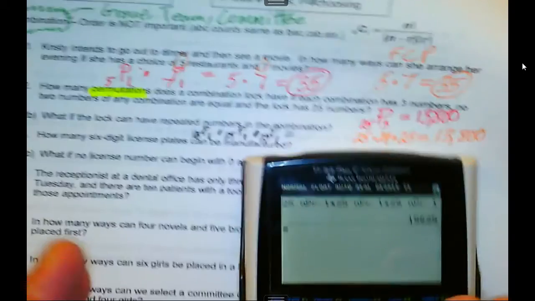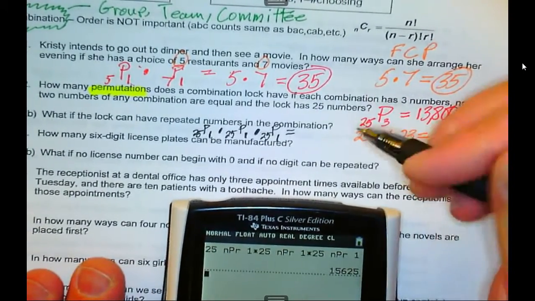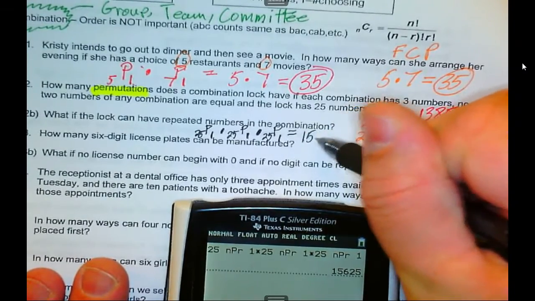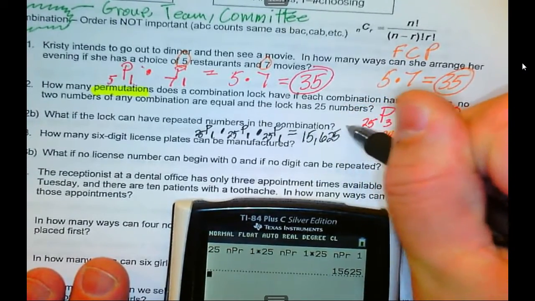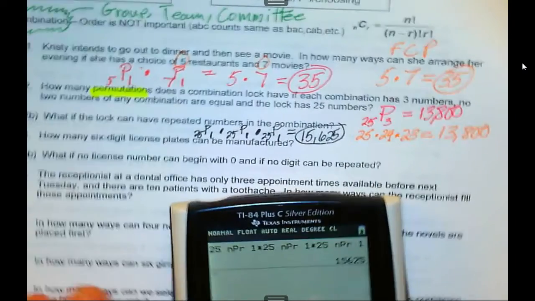Or, this one actually, the fundamental counting theorem would have been easier. 25 times 25 times 25. Okay? Number 3.